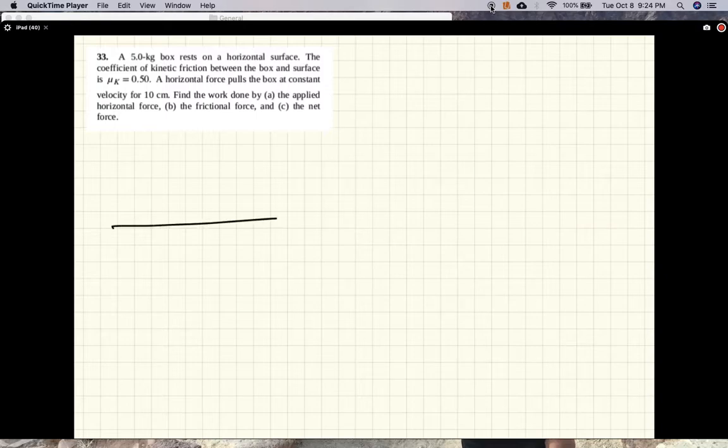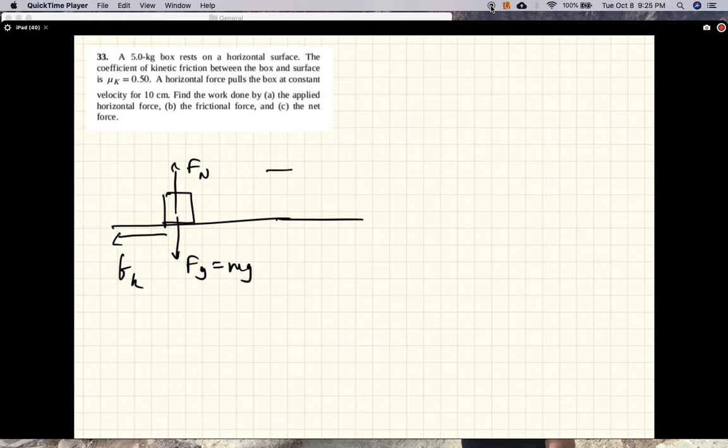All right, so let's do a diagram. Okay, so here's the force of gravity, which is equal to mg, and the normal force is equal to the force of gravity. Here's the friction force, the kinetic friction force, and the box moves with constant velocity. So here's the horizontal force.